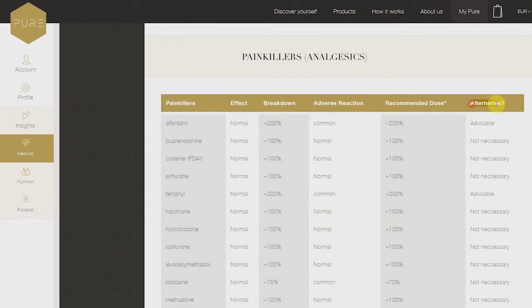And this is what the last column is for. So in this case, you would have to change the dose. So if there is an alternative painkiller, it would be advisable to choose an alternative, for example, this one, which is broken down normally.